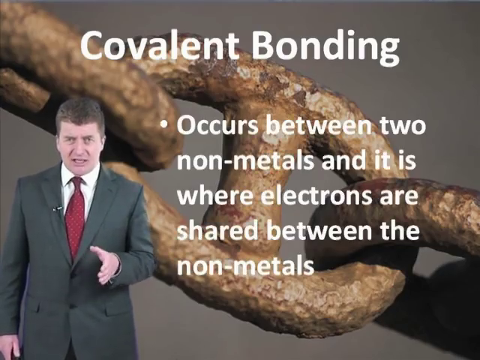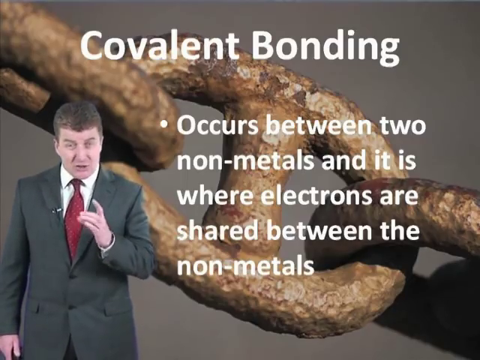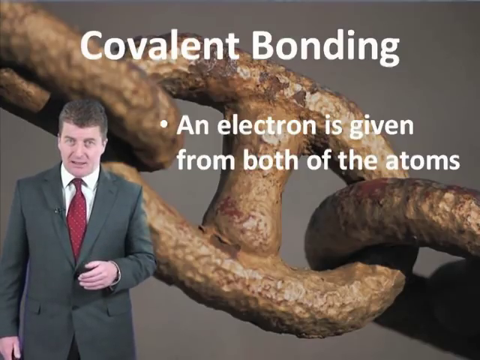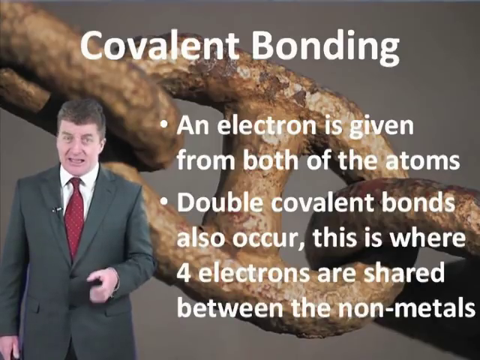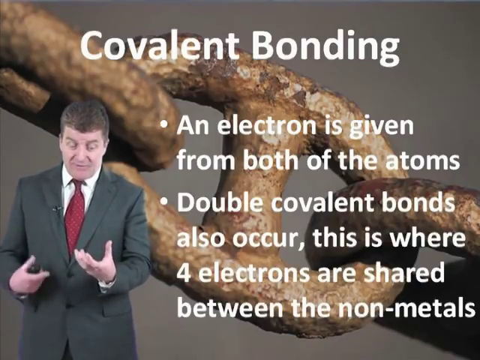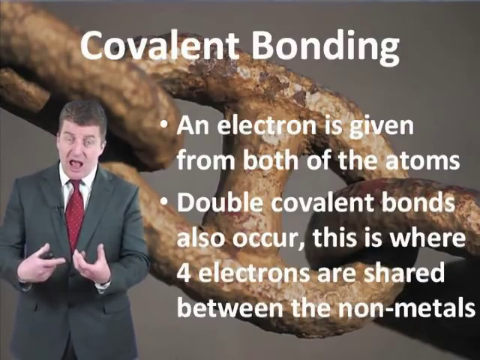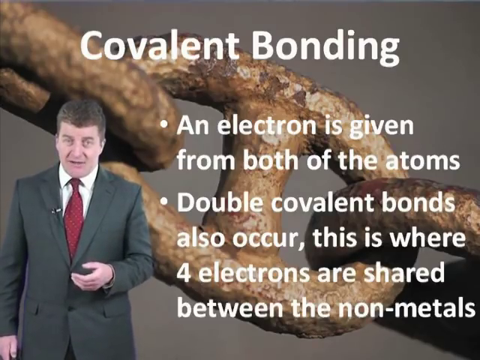The next type of bond I want to talk about is covalent bonding, and this occurs between 2 non-metals. So covalent bonding is between non-metals, and it's where electrons are shared between the non-metals. An electron is given from both of the atoms, so they basically share them. Now, you can get double covalent bonds where 4 electrons are shared between the 2 atoms. So 2 are given from each, and they share them.